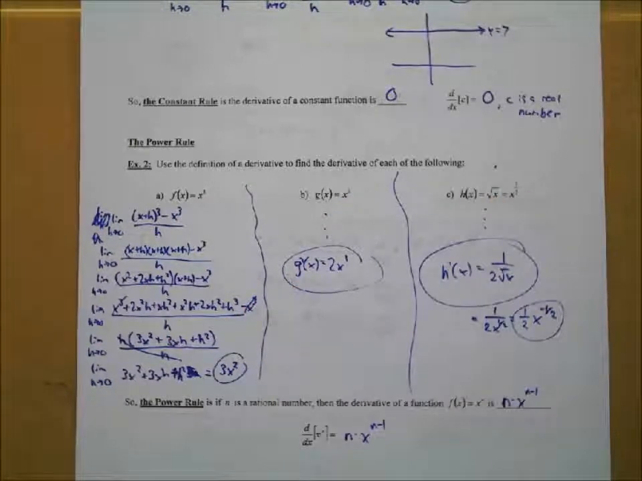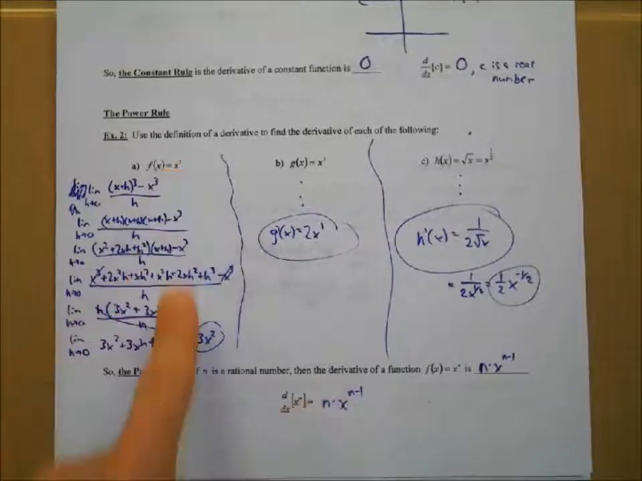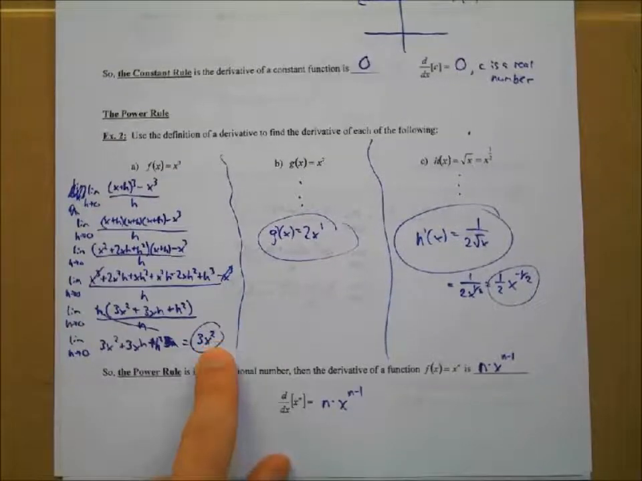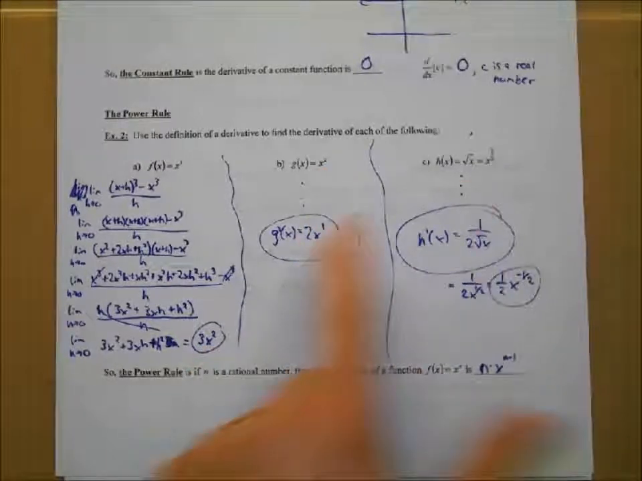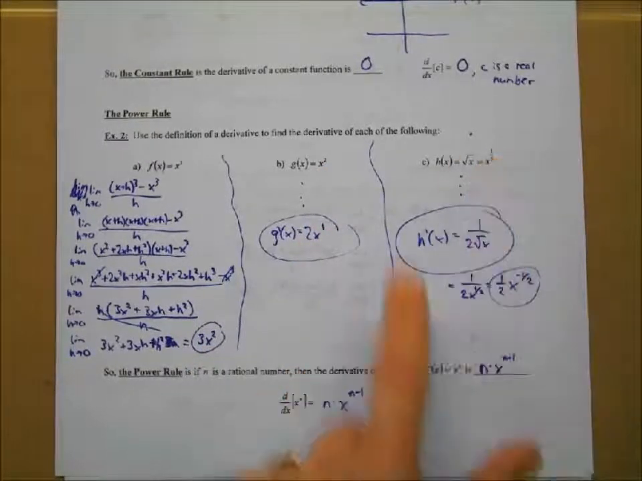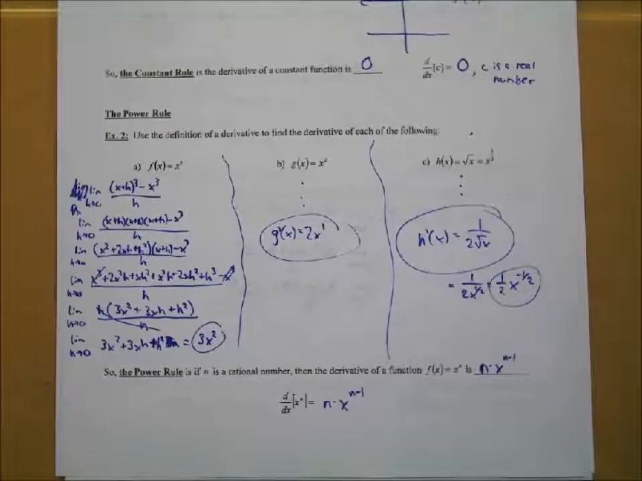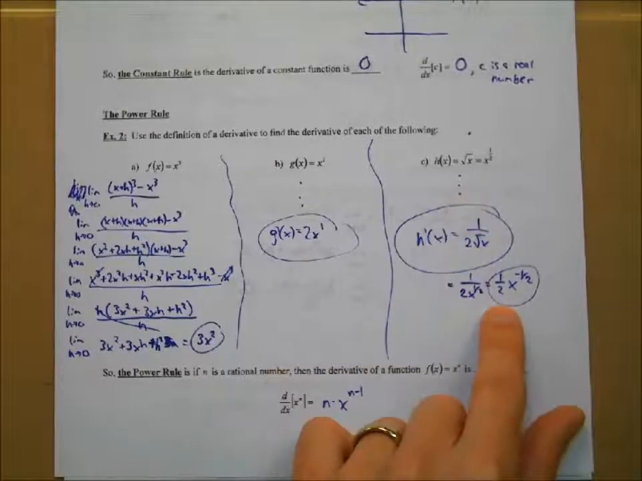We split the class up, and we got x cubed. We saw its derivative using the limit definition became 3x squared. Likewise, x squared became 2x to the 1. And likewise, x to the 1/2 became 1 over 2 root x, or if we rewrote that, 1/2 x to the negative 1/2.